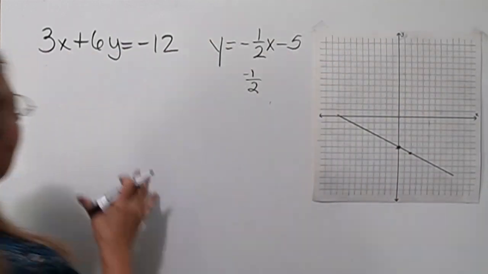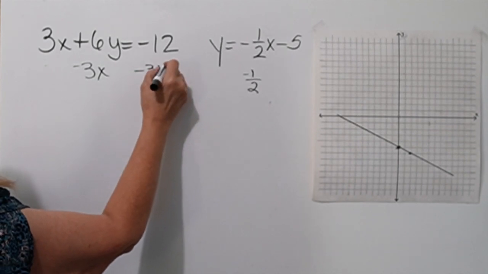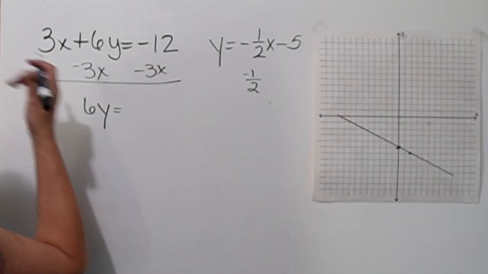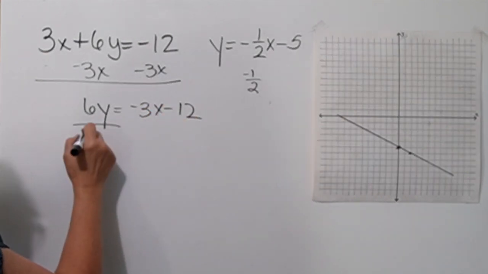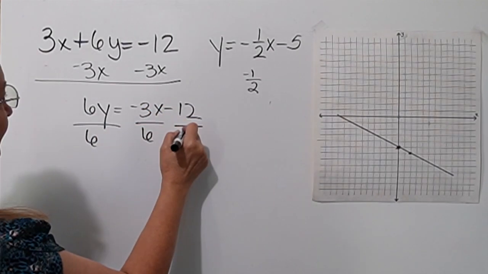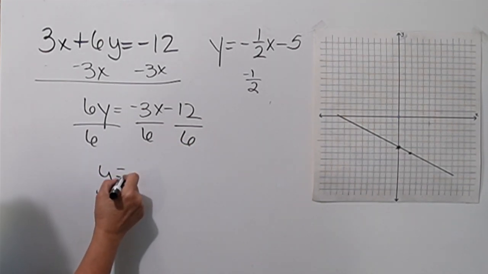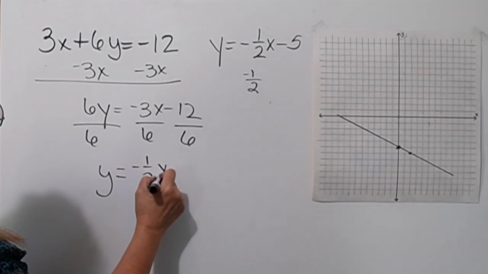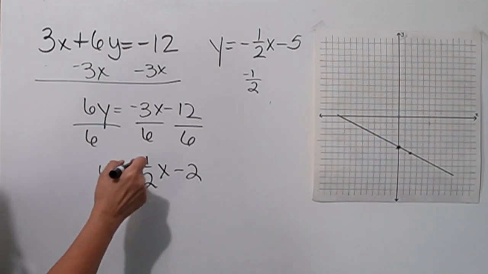Okay, now let's convert this one. We're going to subtract 3x from each side. So that's going to give me 6y is equal to -3x minus 12. I'm going to divide all the way through by 6, and this is going to give me y is equal to negative 1/2 x minus 2. Okay, now do you notice something about your two equations?